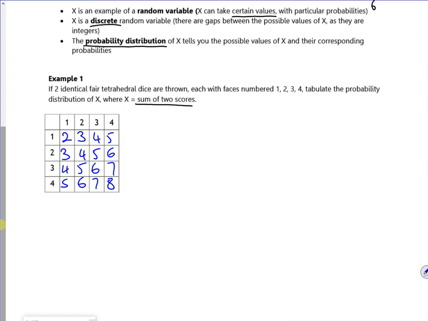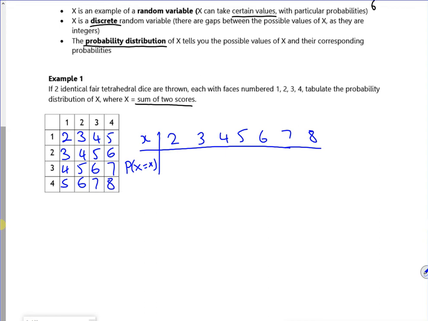Now I'm going to do the probability distribution, the table that goes with it. If you look at the values I've got in here, I've got 2, 3, 4, 5, 6, 7, 8. Those are my outcomes. So I've got the probability that X is equal to x. 2 is the first value, then I've got 3, then 4, then 5, then 6, then 7, then 8. So these are all the outcomes in the table.